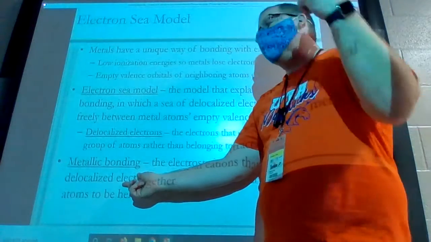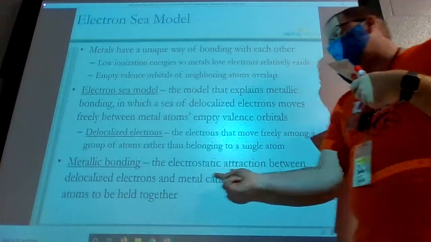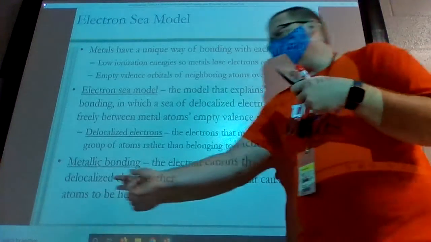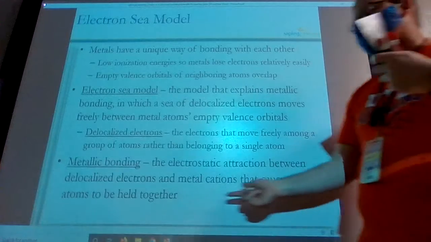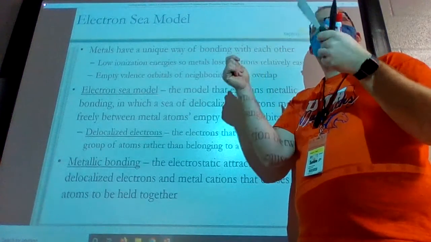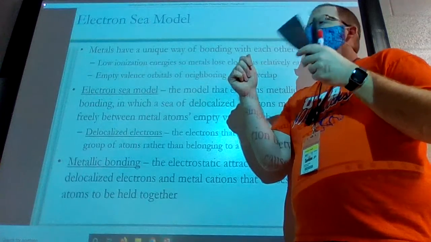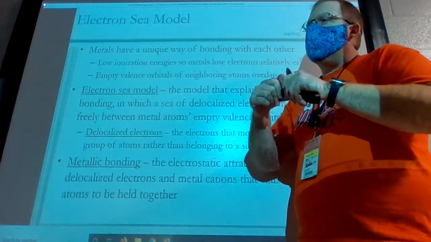This is the bonding between 2 metal atoms. There's an electrostatic attraction between those delocalized electrons and the metal cations that causes metal atoms to be held together. So can I tear this apart if I want to? No. Well, I mean, I'd have to be super strong. But yeah, I could bend it and break it and it'd come apart.